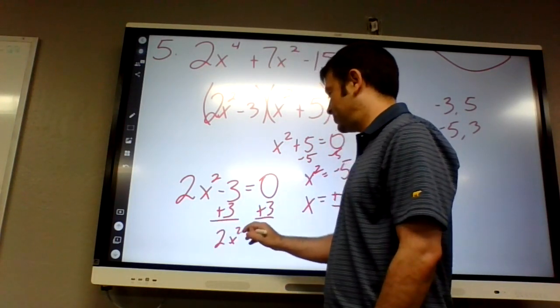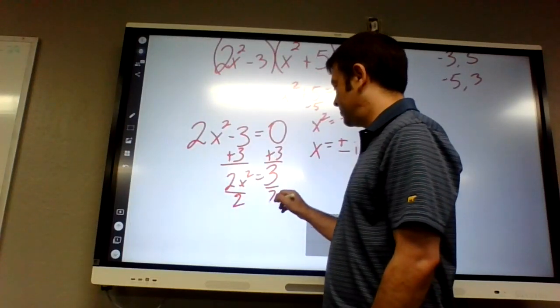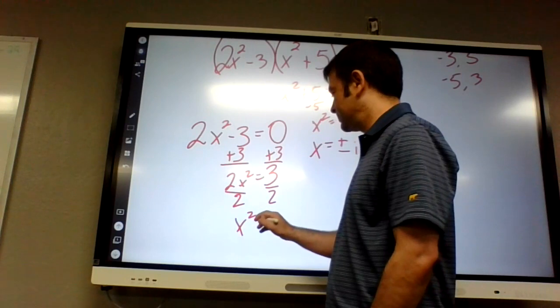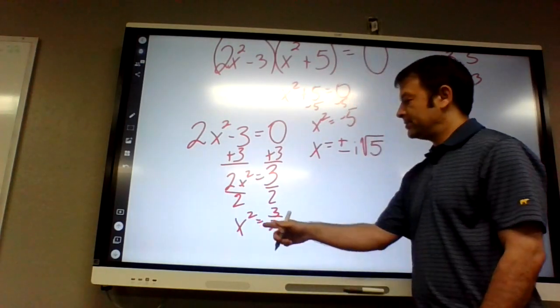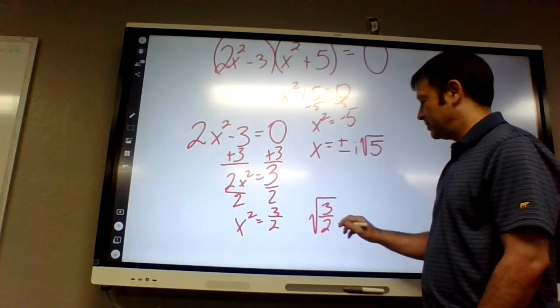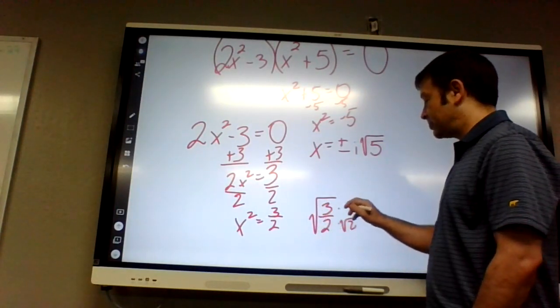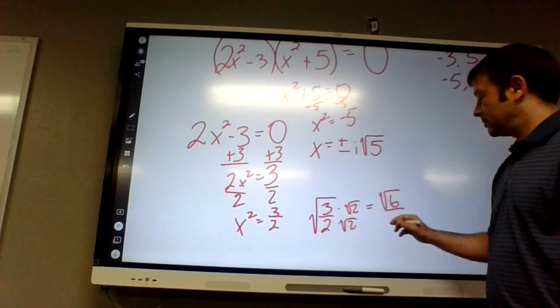I feel like I did this one earlier. Is this the example maybe? 3 over 2. Yeah, that was the example. Okay, so the square root of 3 over 2, you have to multiply top and bottom by square root of 2, so you get square root of 6 over 2.